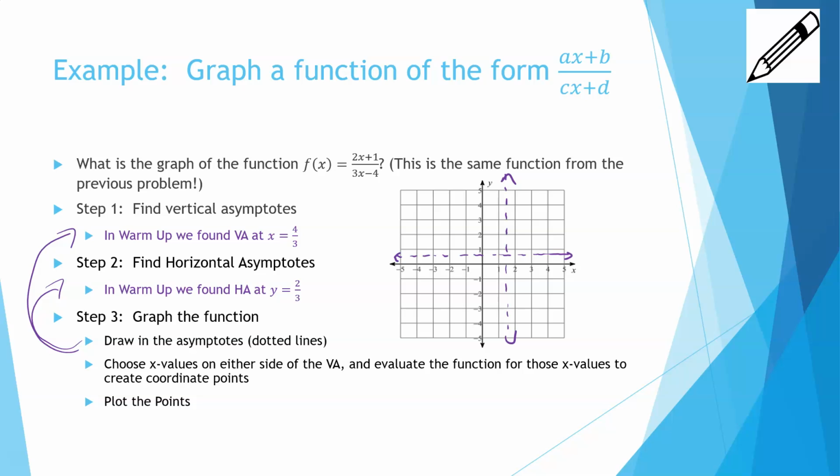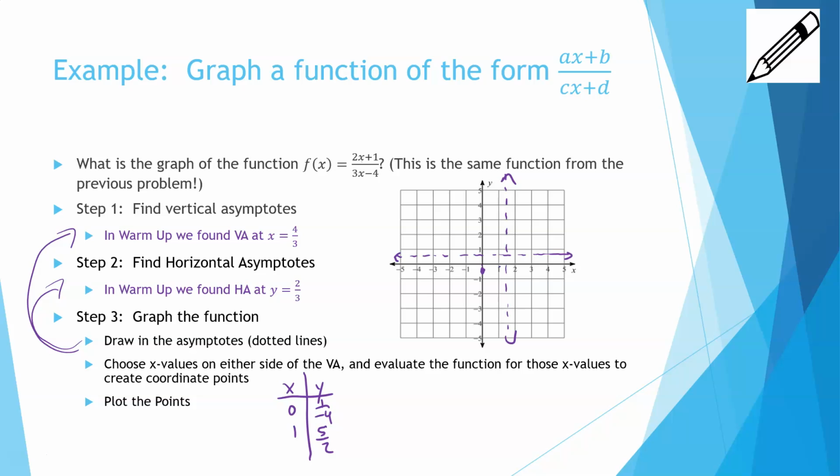rest of the points. So if I wanted to find points on the left side here, I would pick like 0 and 1. I plug them into this. If I plug 0 in, I get 1 over -4, so -1/4 is a point. And then if I plug in 1, I got 5/2, which is 2.5. It should be -5/2.